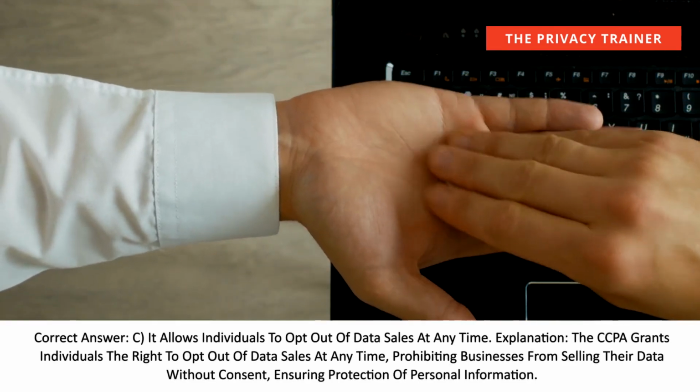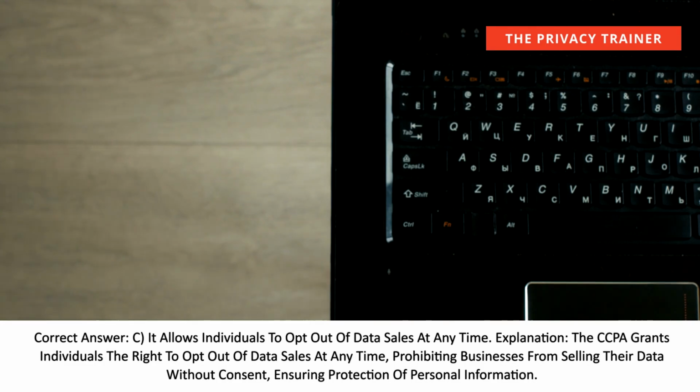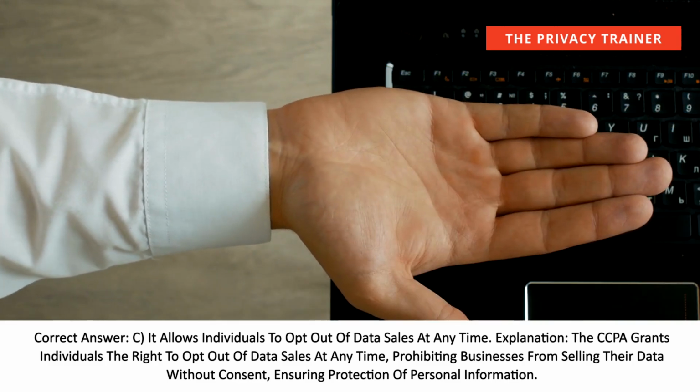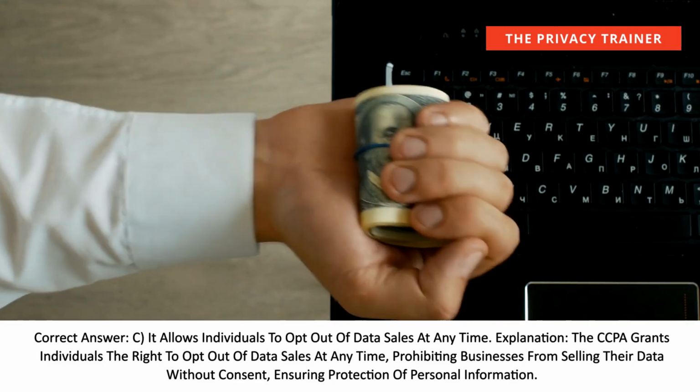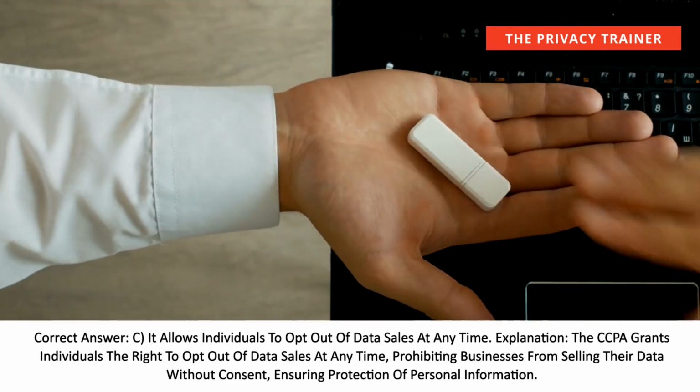Correct answer: C. It allows individuals to opt out of data sales at any time. Explanation: the CCPA grants individuals the right to opt out of data sales at any time, prohibiting businesses from selling the data without consent, ensuring protection of personal information.